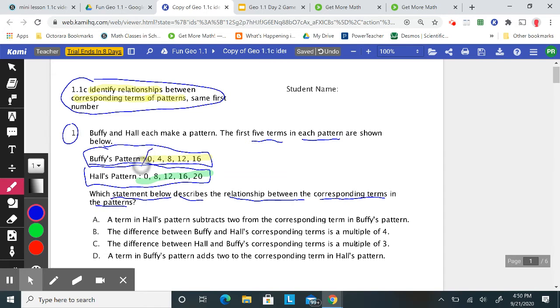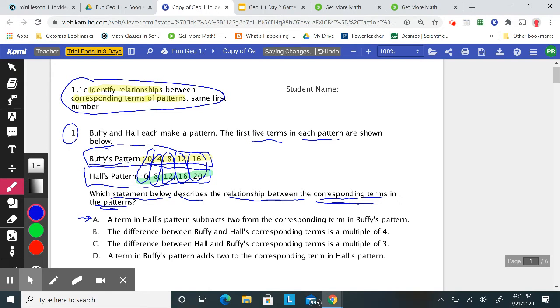So notice the first term in each pattern, they're exactly the same. So look at the next one, the second term in each one, 8 and a 4. Then there's a 12 and an 8, and a 16 and a 12, and a 20 and a 16. That's what we call corresponding terms in the patterns. So we have choices to pick from.